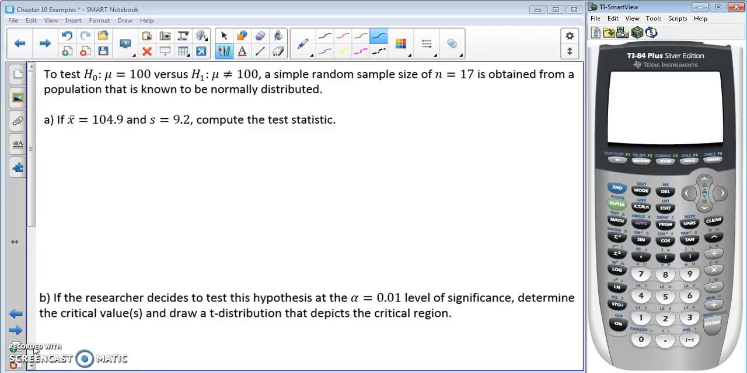To test H sub 0 where mu is equal to 100 versus H sub 1 where mu does not equal 100, a simple random sample of size n equals 17 is obtained from a population that is known to be normally distributed. If x bar equals 104.9 and s equals 9.2, compute the test statistic.